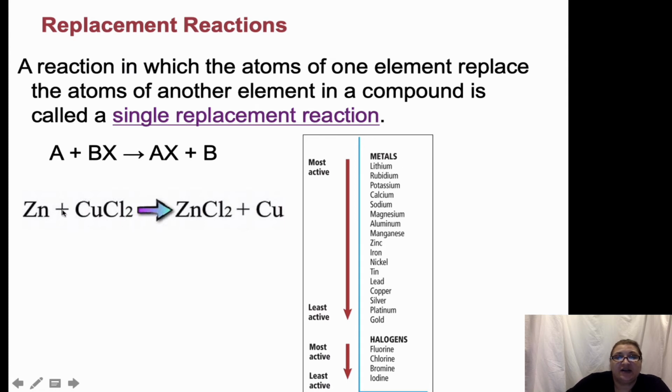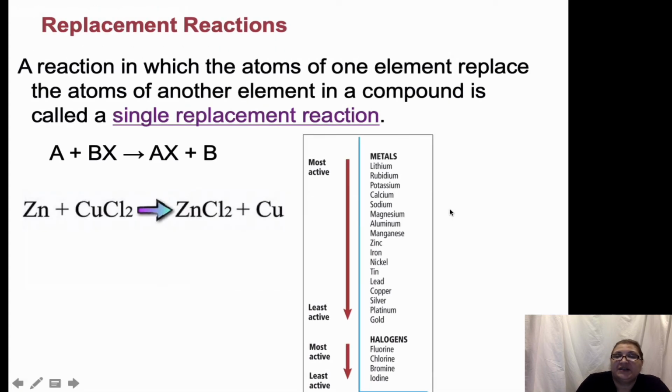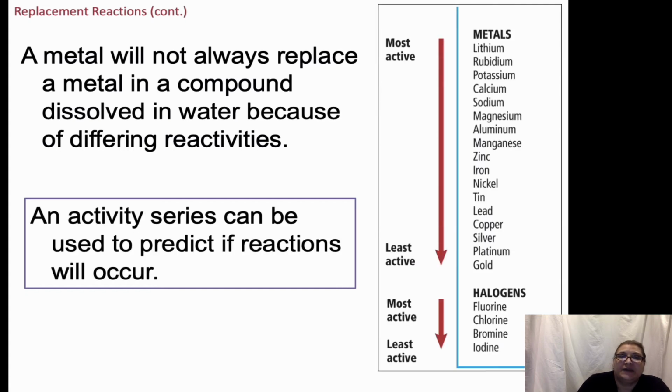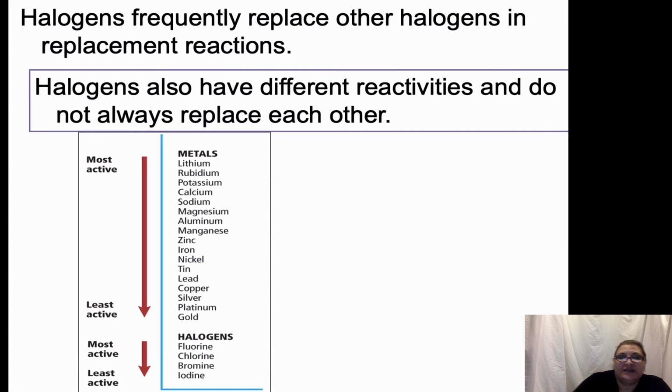So let's look at zinc and copper. I showed it on a different example, but zinc is right here. Copper is lower. So zinc can replace copper. Also, halogens, they're on the bottom right here. We use that chart also. The higher the halogen, the more reactive it is, and it will replace lower elements.